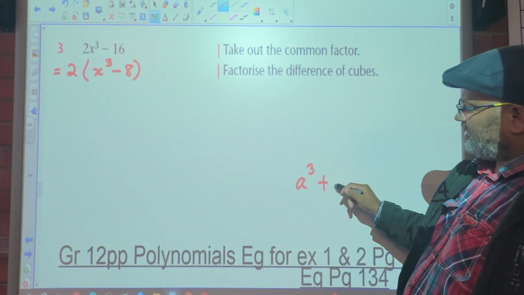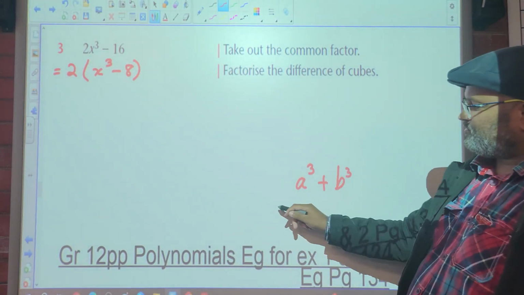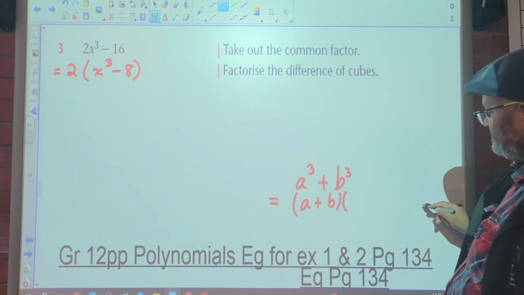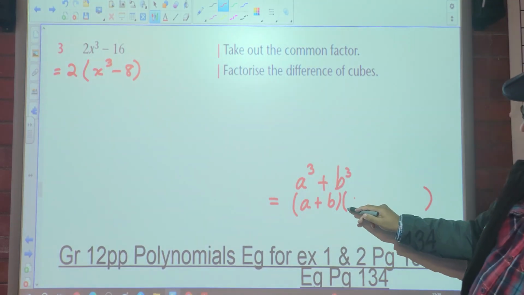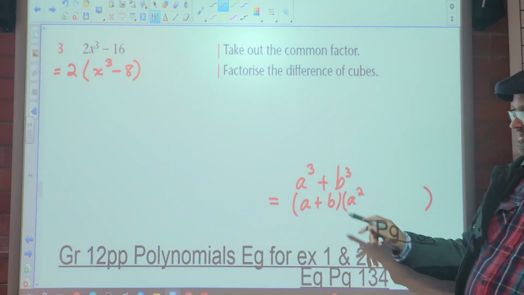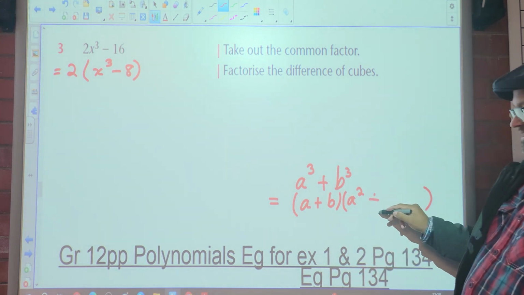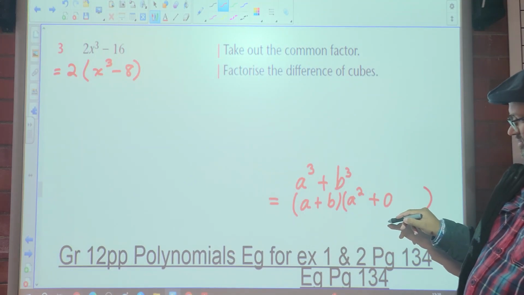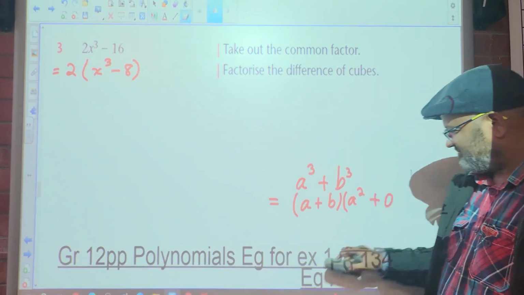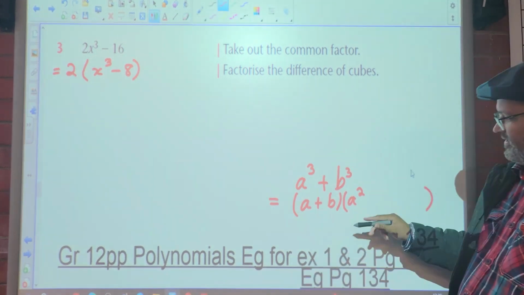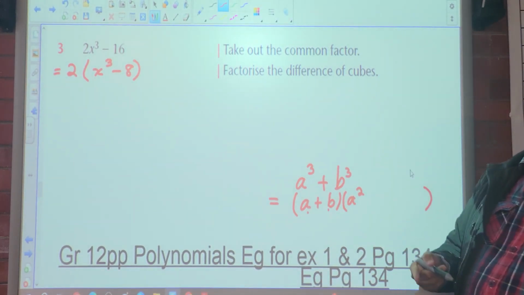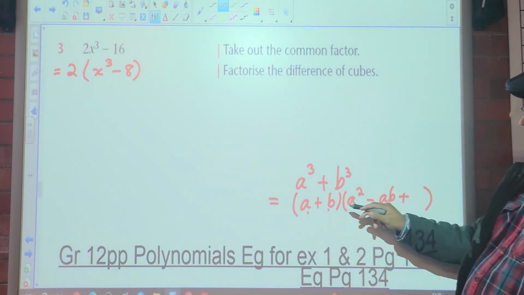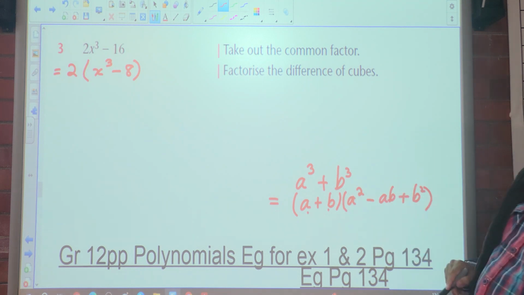If you've got a cubed plus b cubed and they ask you to factorize this, what would it be? A plus b, yes, everybody knows that part. Sorry, then a squared, not a plus b squared. A squared minus ab, not 2ab. Not oh, no. Okay, I'll remind you. The first term times the second term, you take its opposite operation. So it's going to be a squared minus ab plus b squared. Okay?